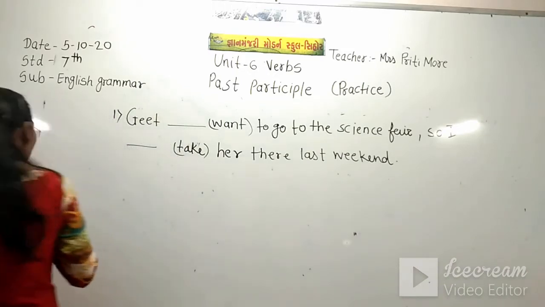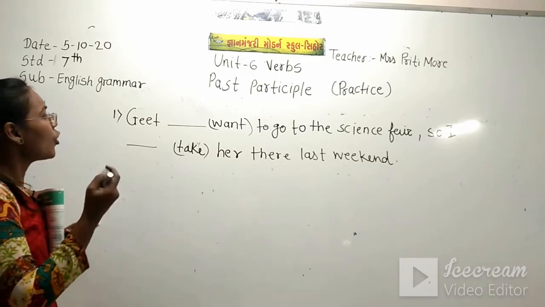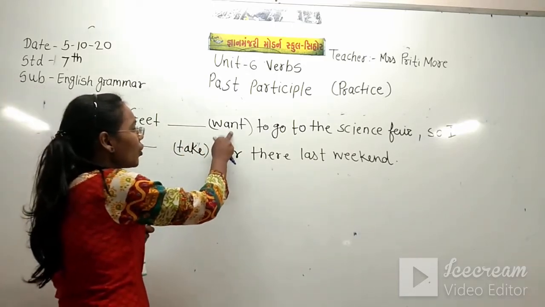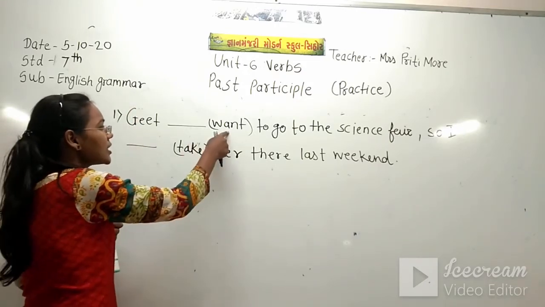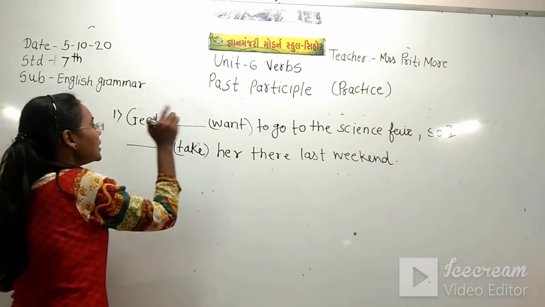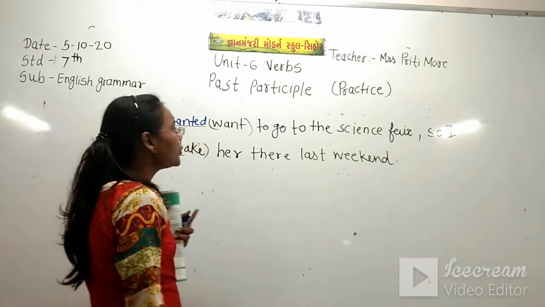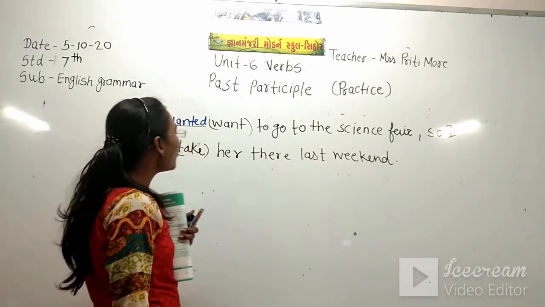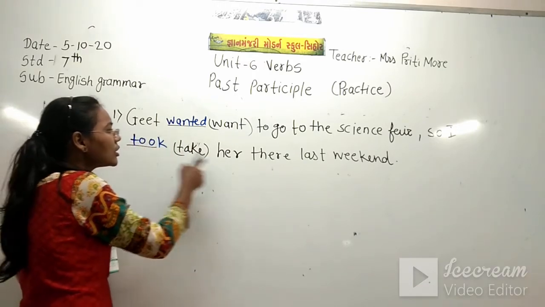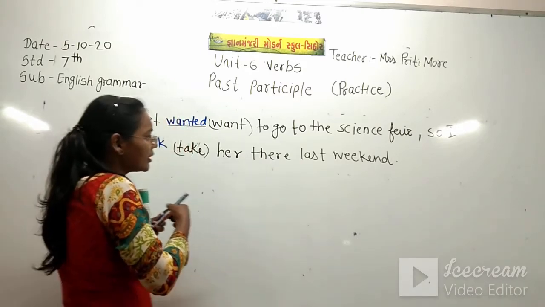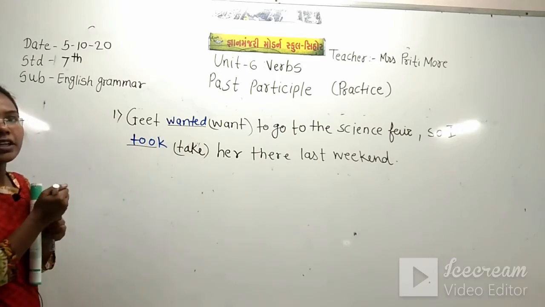Now what to do here? We have to use the second form of the verb, that means the past form. So want is there and take is there, so we just have to write at the blank space the second form, the past form of the verb. So Geeta wanted to go to the science fair, and the second form of take is took: I took her there last weekend. Here we have written the past form of the given verb.